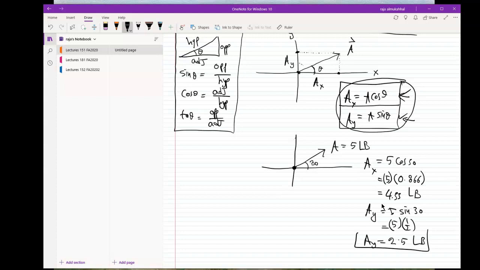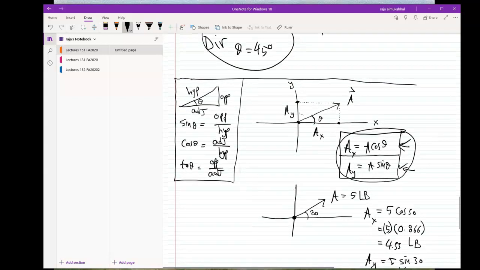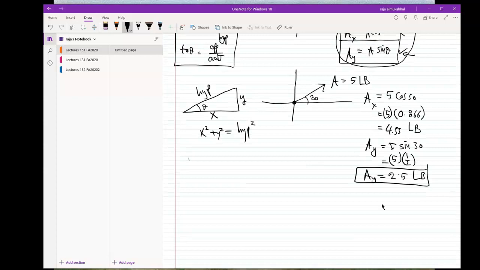Now here is something interesting. If I use the Pythagorean, remember that if you go back to the triangle here, let me redraw it again. Here it is. Here's the angle theta, and this is the hypotenuse. Let me call that y, and we call that x. As you know, x squared plus y squared will give me the hypotenuse squared. So in this case, the hypotenuse is equal to the square root of x squared plus y squared.